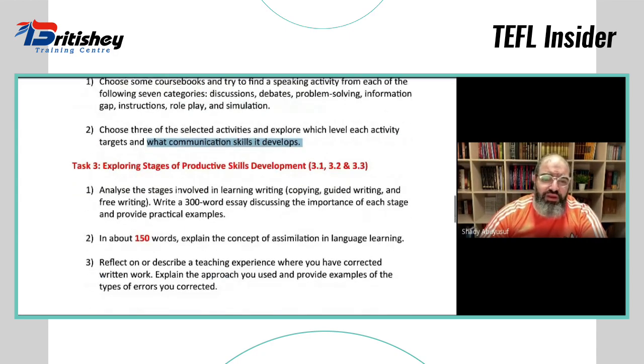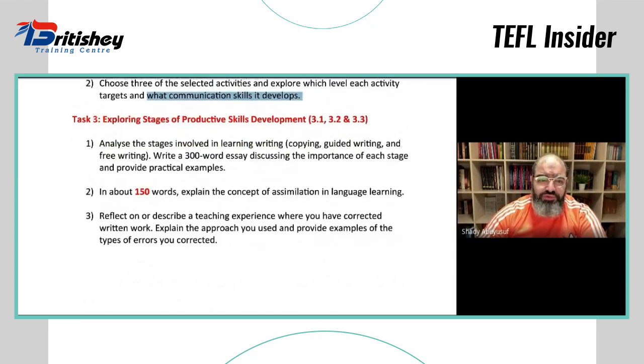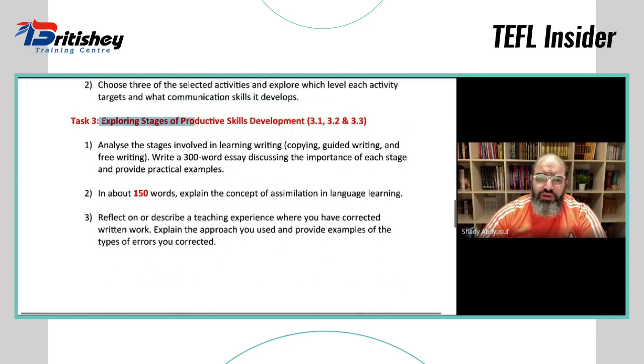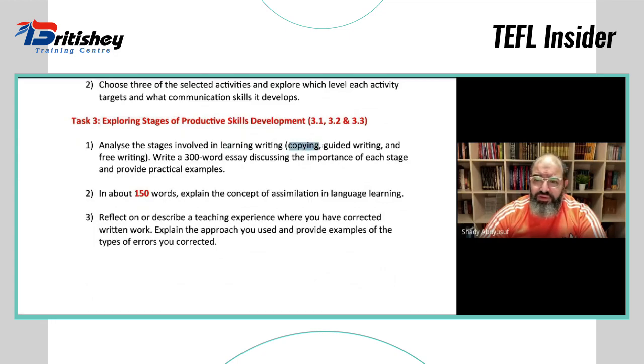Right. Now let's move to part 3 of the assignment, task 3, which says exploring stages of productive skills development, right? And then we have here, analyze the stages involved in learning writing. And the stages are specified here: copying, guided writing, and free writing. And then what you need to do is to write a 300-word essay discussing the importance of each stage and provide practical examples. And this is not a very difficult question, and you're well supported with it.